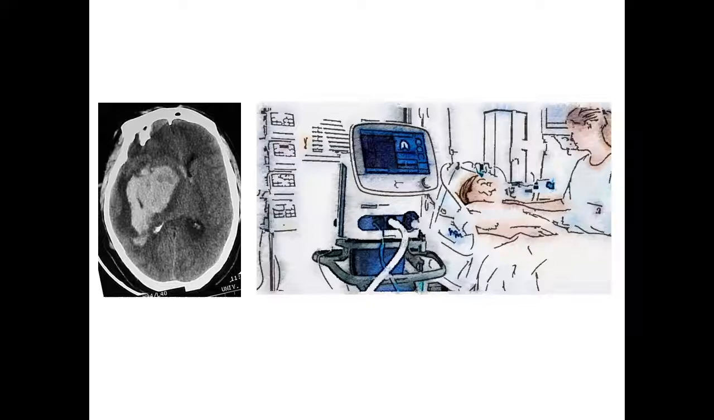Prognostic assessment is a huge part of neurocritical care practice. Often how practitioners and families feel about a patient's prognosis drives how aggressive care is. And these assessments can often happen even very early on in a patient's stay.